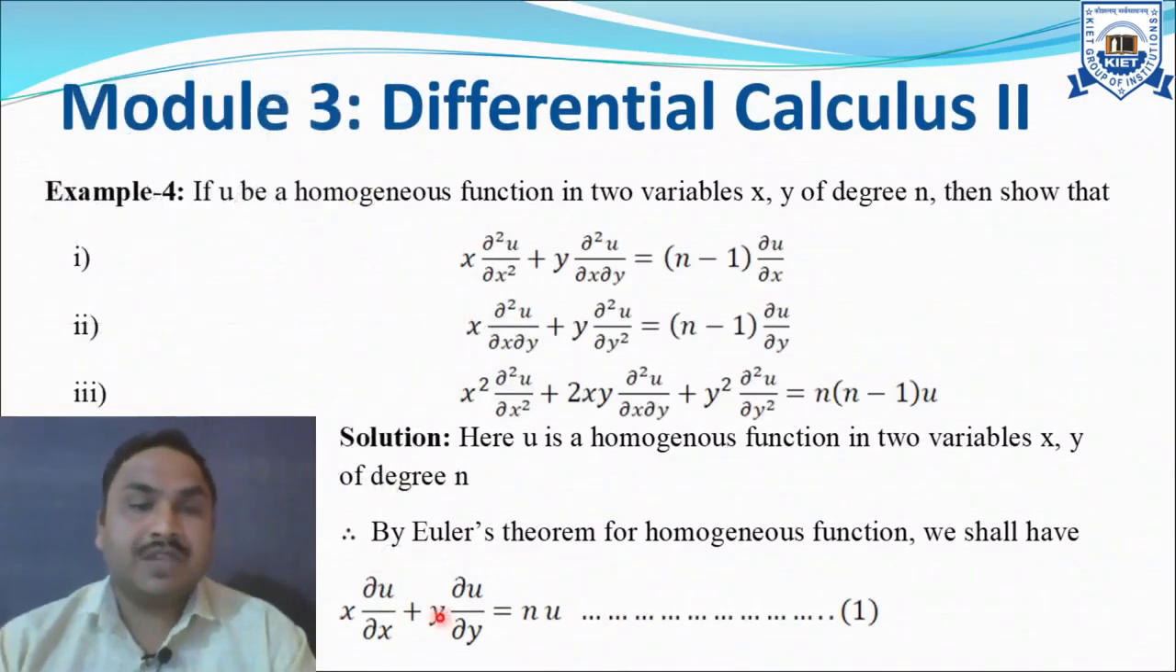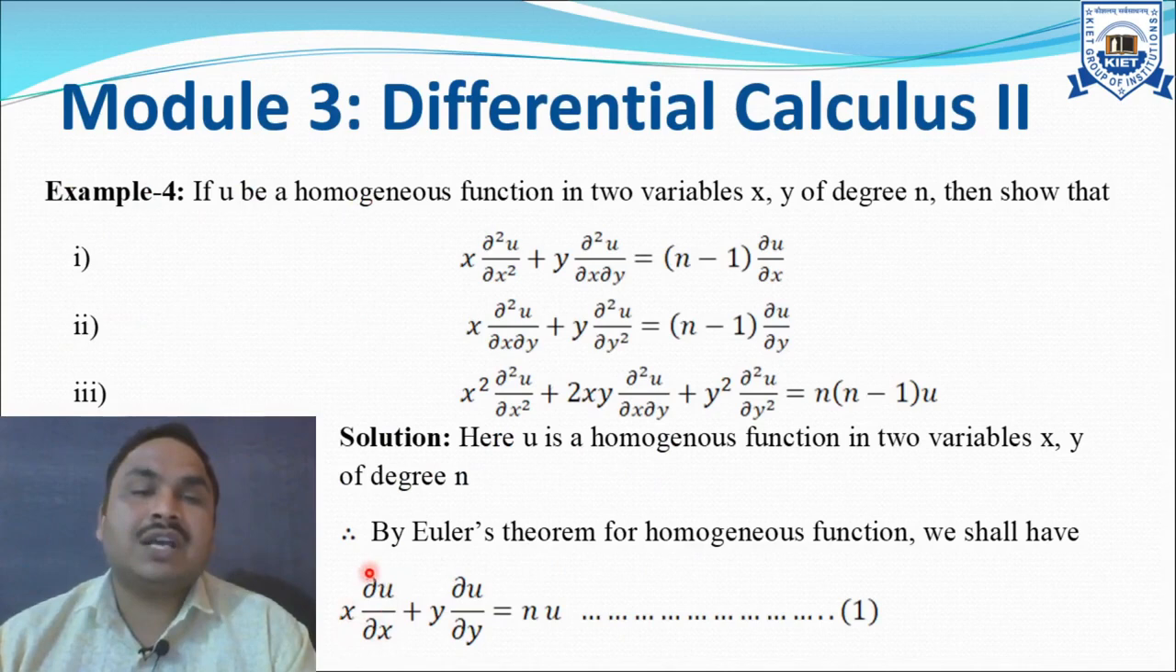Now the first term has two functions of x in product, so the product rule will be applied, keeping x as such. If we differentiate it again with respect to x, we shall get del 2 u over del x square, plus in the second term we differentiate x, its derivative will be 1, and del u by del x will be kept as such. And this term, if we differentiate with respect to x, y will be treated as constant, and differentiating this term I will get del 2 u over del x del y. On the RHS n is a constant, and the derivative of u with respect to x will be del u by del x.